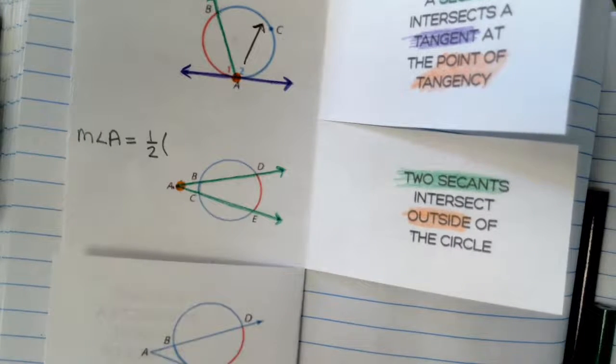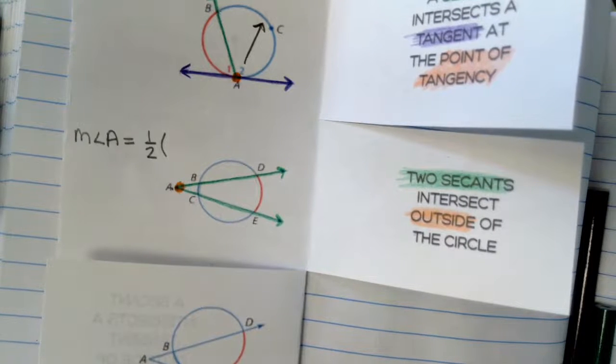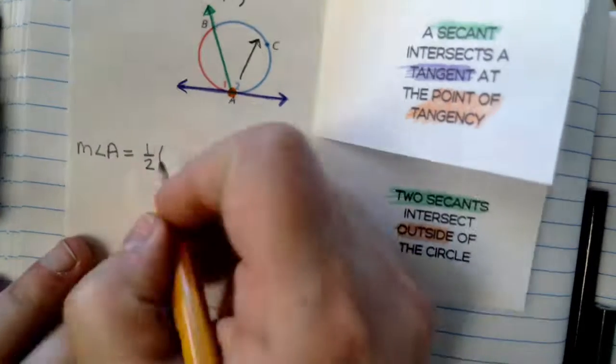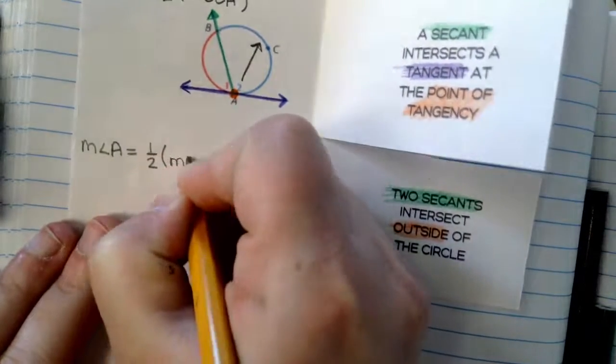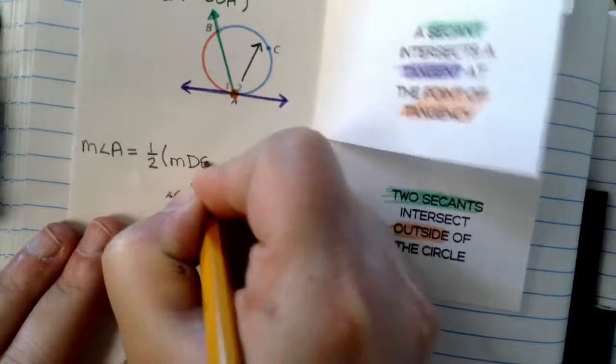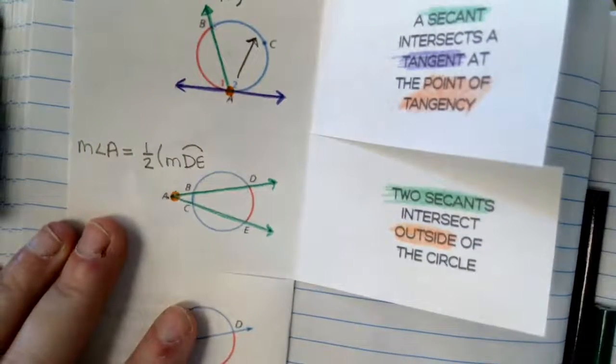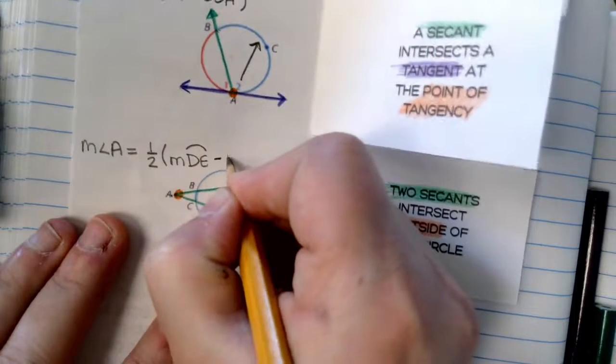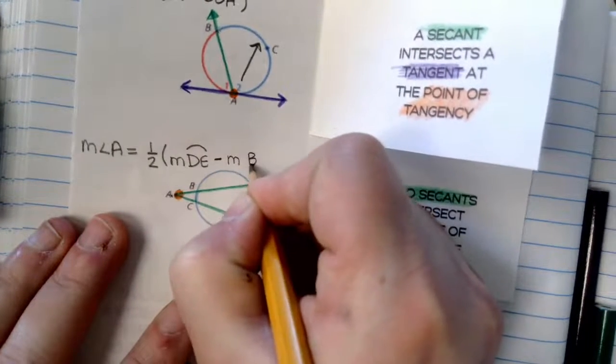So we're going to do the measure of arc DE minus the measure of BC. So we're going to subtract those 2 numbers, then multiply by 1/2. And that would give us that angle A. Because there's 2 arcs here.